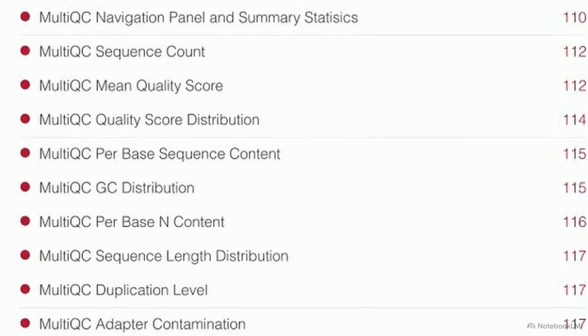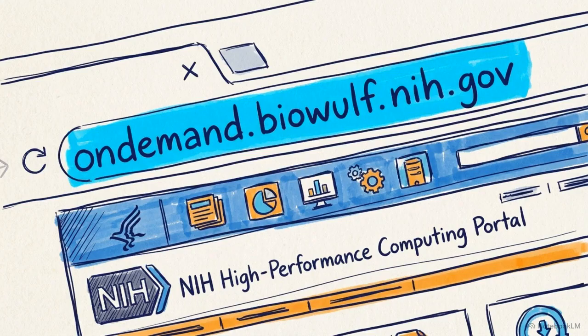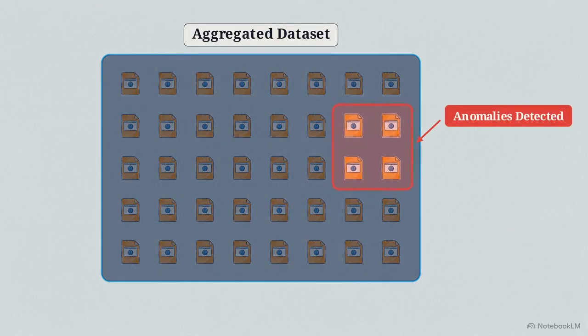Looking at this output, we can see how it pulls in metrics like mean quality scores, GC distribution, and sequence lengths for the entire dataset. The easiest way to view this graphical HTML file is to open your local web browser and navigate to the HPC on-demand web portal. Using automated tools to aggregate these reports provides a holistic view of the dataset, making it much easier to spot trends or anomalies across dozens of samples.